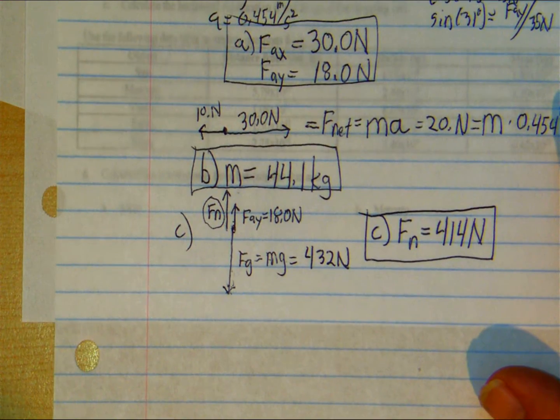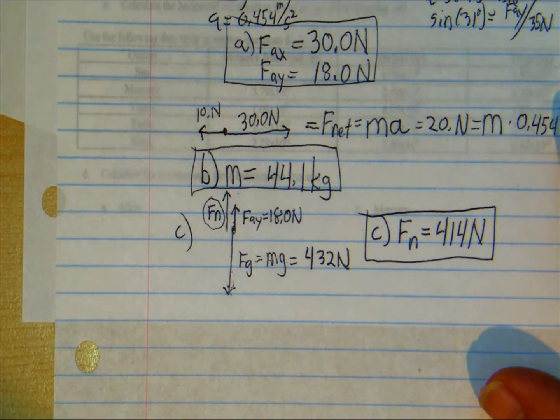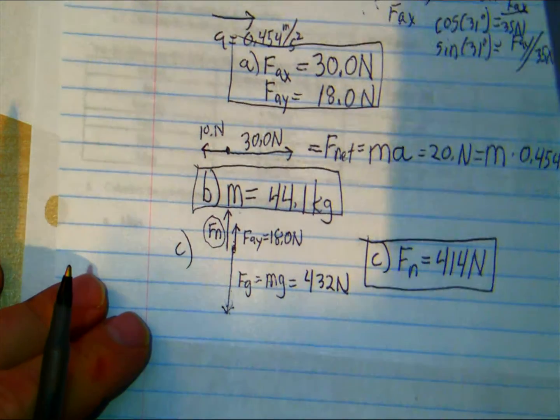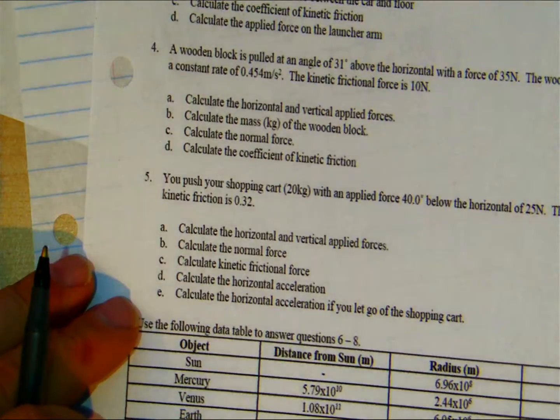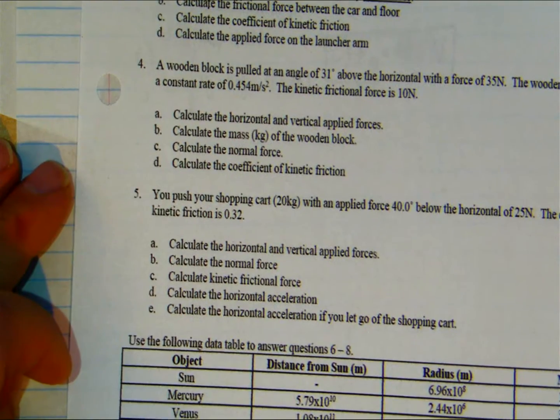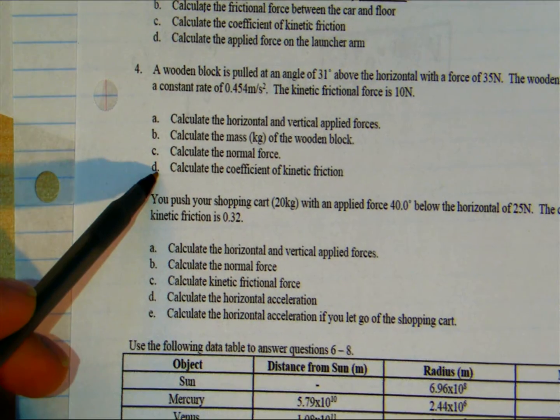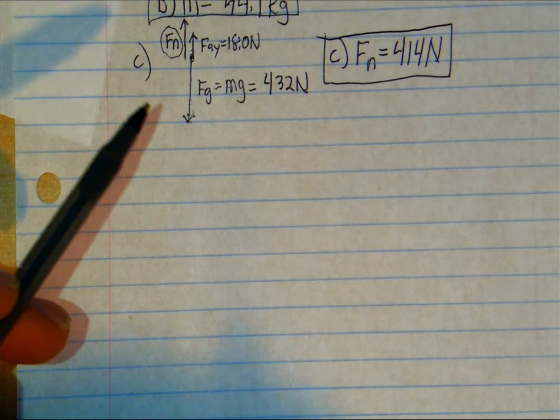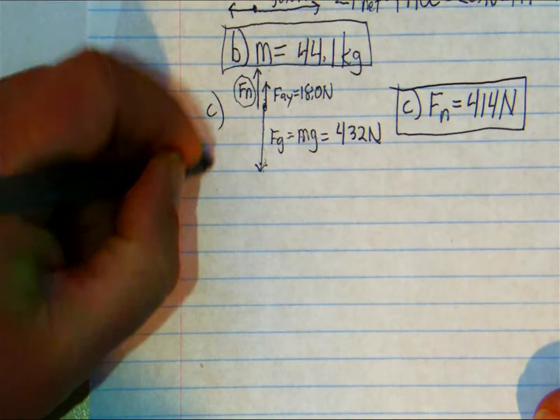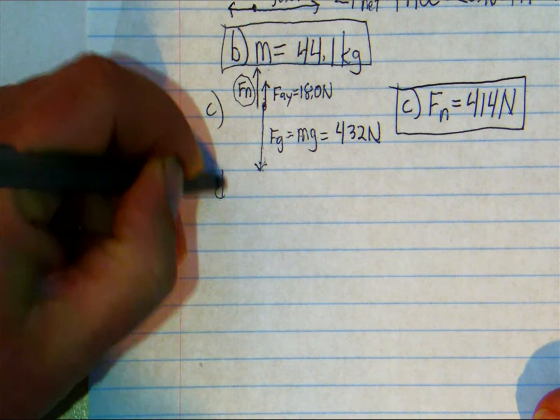It is less than the weight by 18 newtons. Part D, calculate the coefficient of kinetic friction. This does not depend on the speed. It only depends on the fun equation.